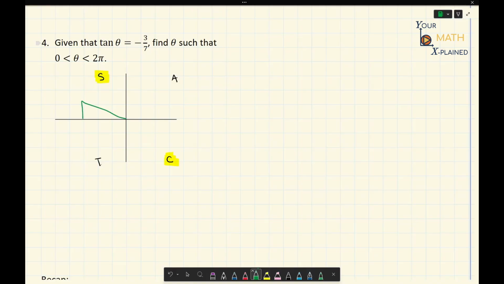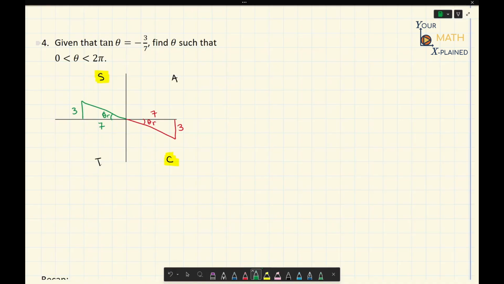So let's go ahead and draw the terminal arm in quadrant 2 first. So here is going to be our reference angle. And then we know that since tan theta is negative 3 over 7, that means our opposite side is 3, and our adjacent side is 7. And then we're going to do the same thing in quadrant 4. So it'll be right over here, and same thing, label our reference angle. Our opposite side is 3, and our adjacent side is 7. So notice how I didn't put the negative sign in there.